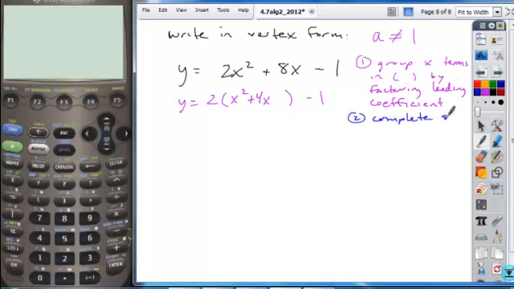So we're going to complete the square. We take half of our b value, so half of plus 4 is plus 2, square it. 2 squared is 4. We're going to add that to the inside, but we're going to remove it from the outside. And now, here's where you have to pay careful attention. You have to keep in mind the leading coefficient.